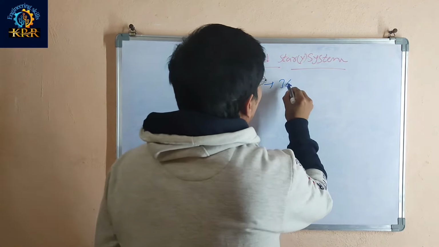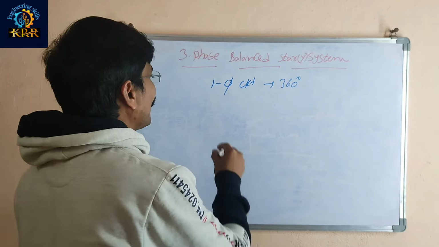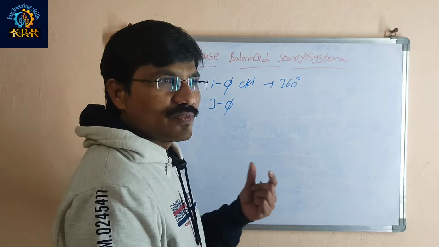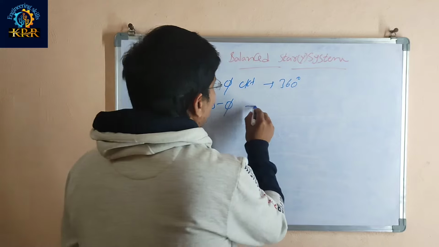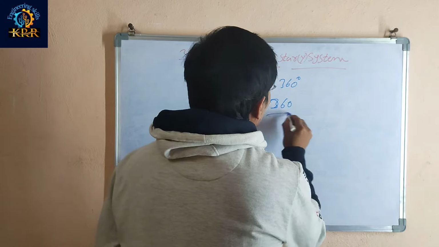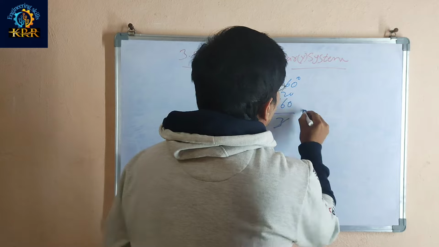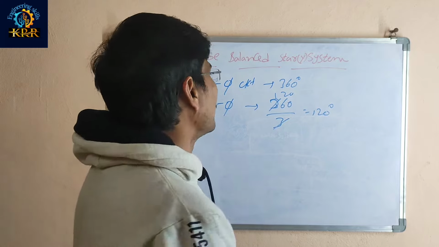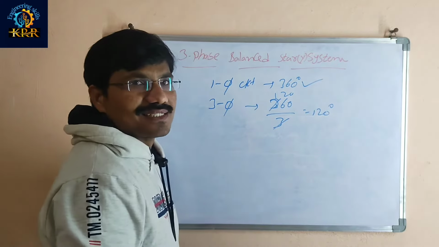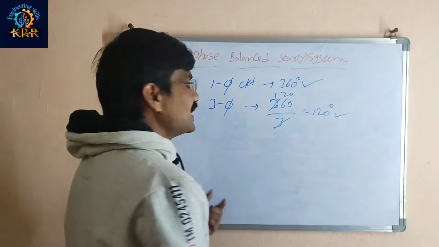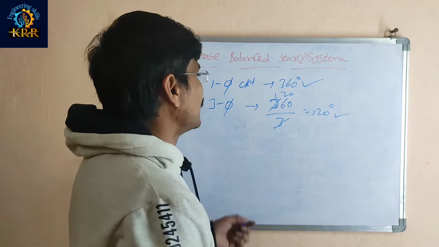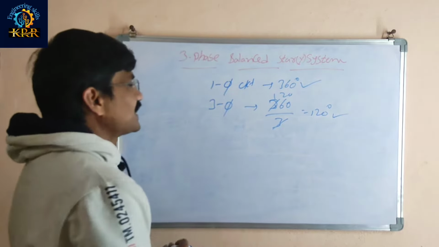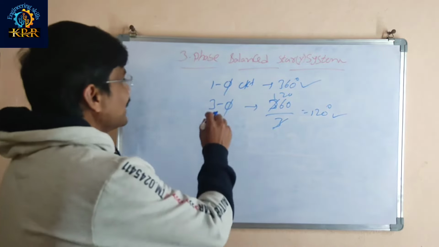Basically, in single phase circuits, the angle is 360 degrees. Now we are discussing three phase circuits. Three phase is nothing but the combination of three circuits. 360 degrees by 3, which means 120 degrees. Each phase has 120 degrees to each other. In single phase circuit, 360 degrees. In three phase circuits, each phase has 120 degrees to each other. Phase to phase angle is 120 degrees.